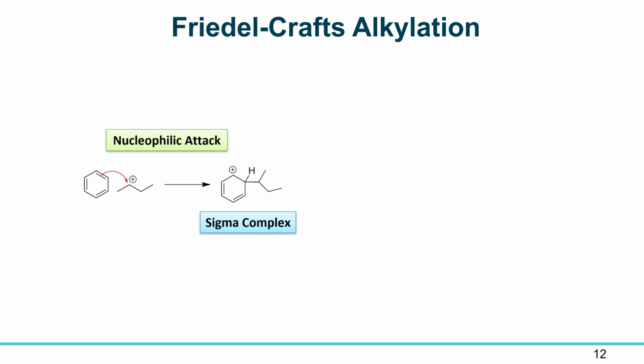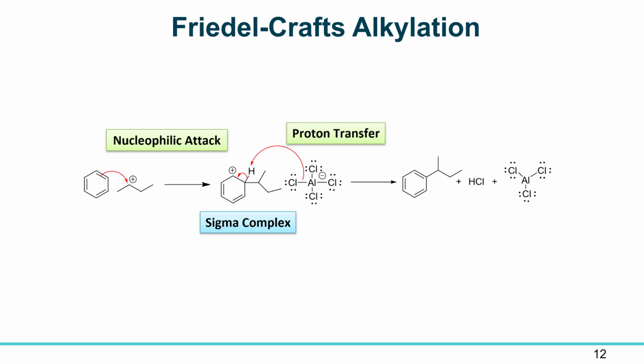The aromatic pi bond can then perform a nucleophilic attack on the alkyl cation electrophile to form the resonance stabilized sigma complex. The tetrachloroaluminate acts as the base in the subsequent proton transfer, using one of the aluminum chlorine sigma bonds as the electron source to form the new sigma bond to the aromatic proton. This restores the aromaticity, giving us the alkylation substitution product, hydrochloric acid, and the regenerated aluminum trichloride catalyst.